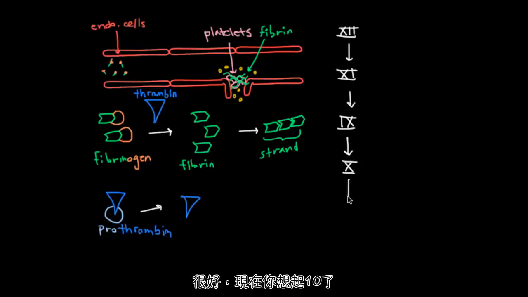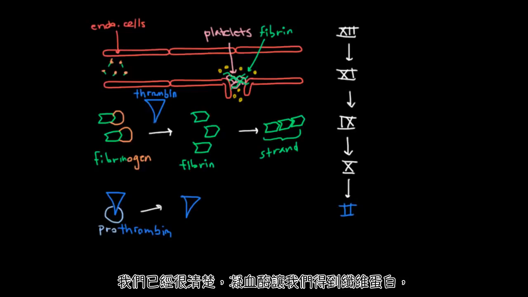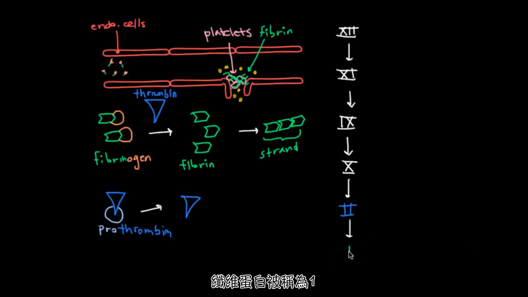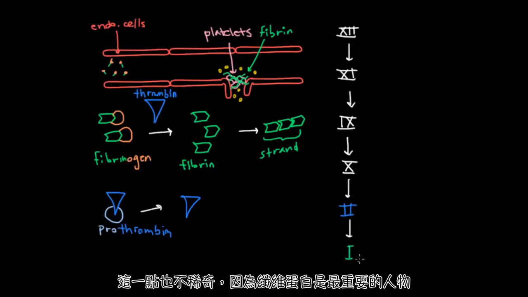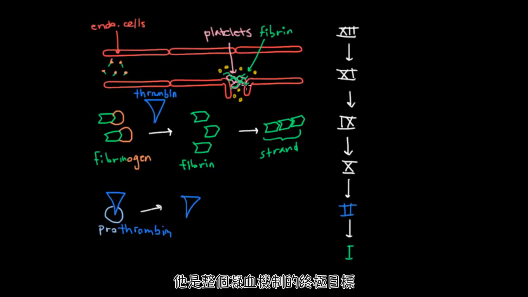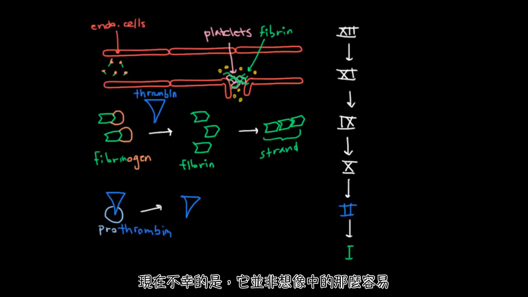Now it's good that you remembered 10 because 10 is a big deal, and he's going to help bring us thrombin. Turns out that thrombin is also known as 2. And we know very well that thrombin helps give us fibrin, which is known as 1. And that's no surprise because fibrin's the most important guy, he's the ultimate goal, and thrombin is the guy that helps us get the ultimate goal, so he should be number 2. Now unfortunately it's not quite that easy.